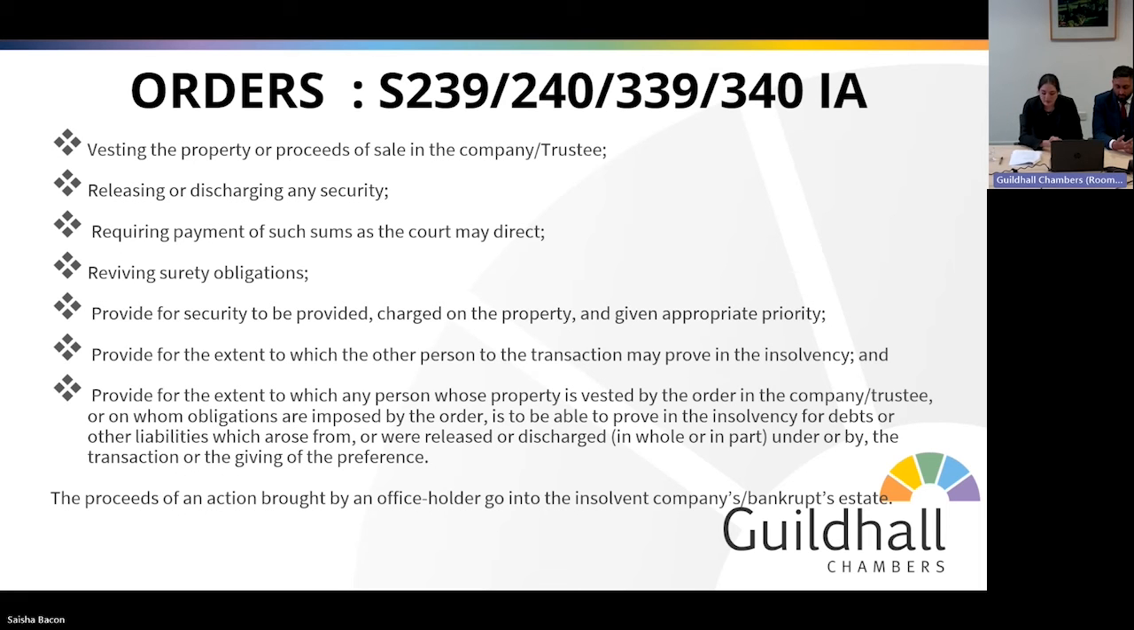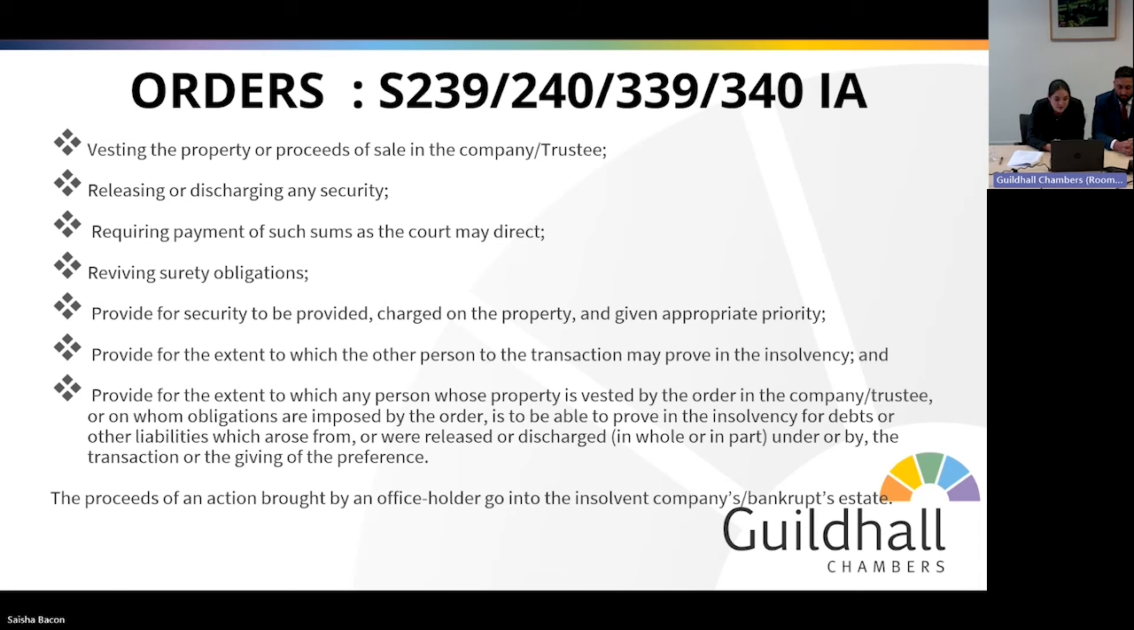So what sorts of orders can be made? Well, the court has wide-ranging powers, and the thing to remember here is that they're seeking to restore the position to what it would have been if that transaction had not been entered into or the preference not given. And I've set out on the slide the various different orders they can make. So they can vest the property or proceeds of sale in the company or in the trustee in bankruptcy. They can release or discharge any security. They can require payment of sums that the court directs. They can revive surety obligations. They can provide for security to be provided, charged on a property and given the appropriate priority. And they can provide the extent to which the other person can prove in the insolvency.